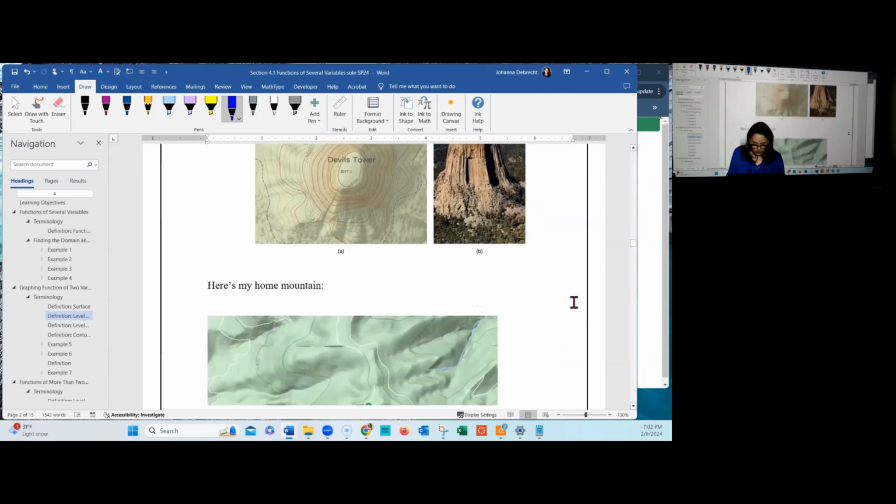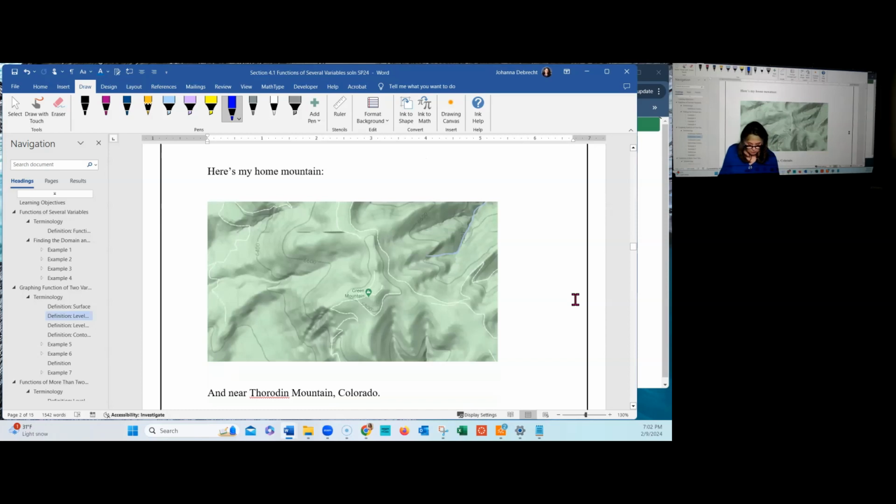Let's take a look at some more of these. Here's my home mountain, which is Green Mountain in Jefferson County. And you can see that there are various contour lines here. And again, you can tell where the peaks are because they form a loop around that one point. And this is the top point of Green Mountain. When you come down one elevation, you're at whatever that is right there. Over here, you're at 6,600 feet. So the next line up would be 6,640, then 6,680, and so on. And so you can tell what the elevation is.